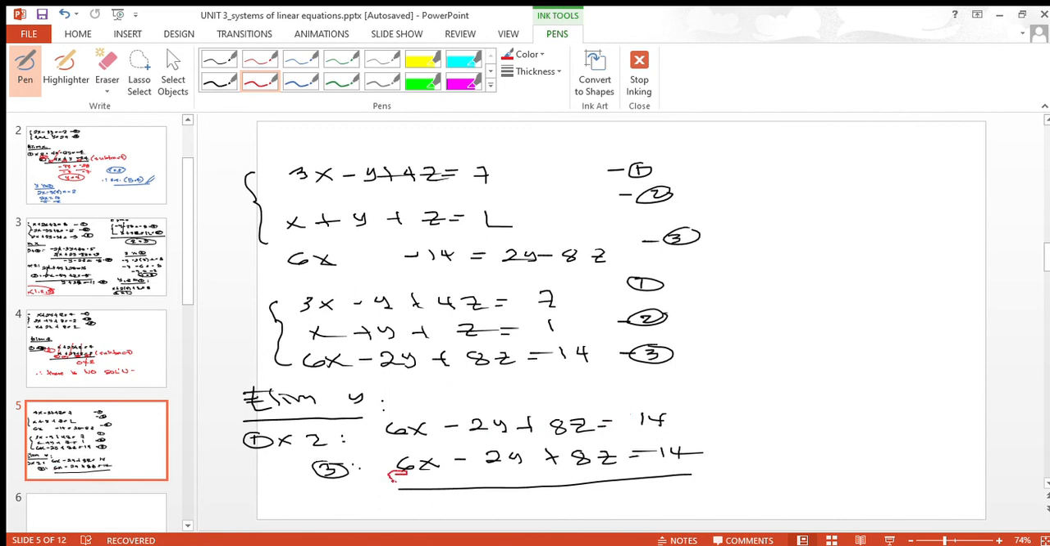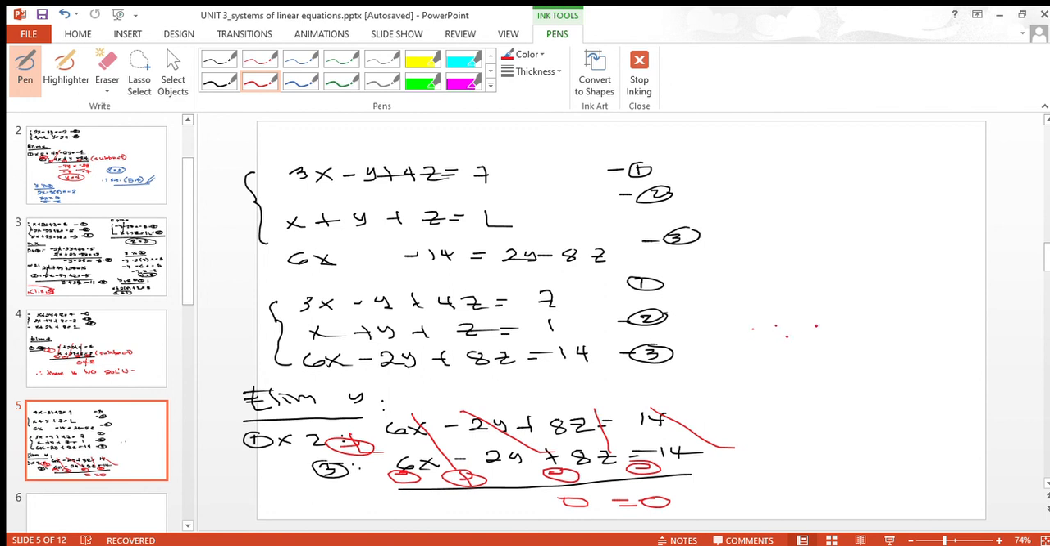We change the signs of all the terms in this equation, and then we proceed to addition. 6x minus 6x is 0, minus 2y plus 2y is 0, 8z minus 8z is 0, 14 minus 14 is 0. So what happened? We get 0 equals 0. So in the earlier example, we had 0 equals another constant, inconsistent. That's why the system had no solution.